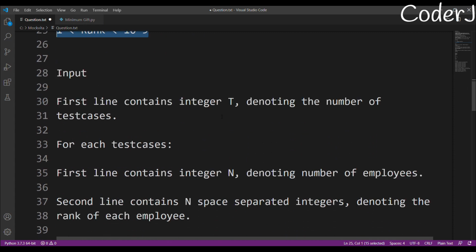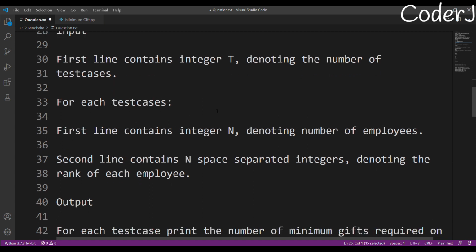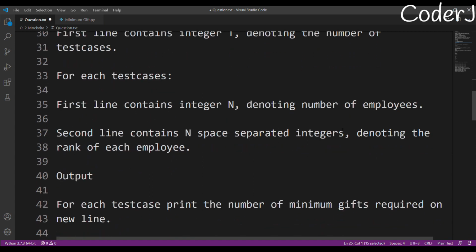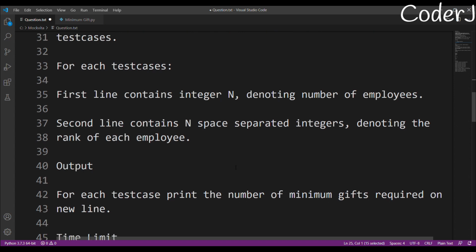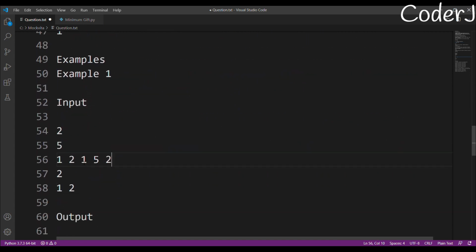So let's start. The first line contains integer t denoting the number of test cases. For each test case, the first line contains integer n denoting the number of employees. The second line contains n space separated integers denoting their ranks. Then now let's look at the examples. Firstly, we have our example one. In this, we have two test cases. So let's first solve test case one.